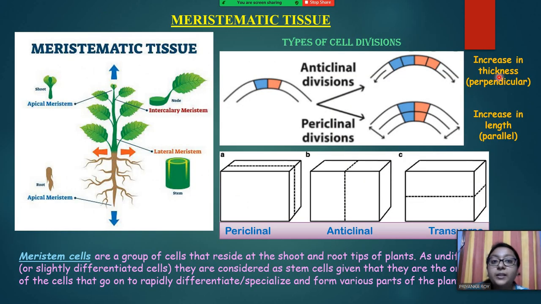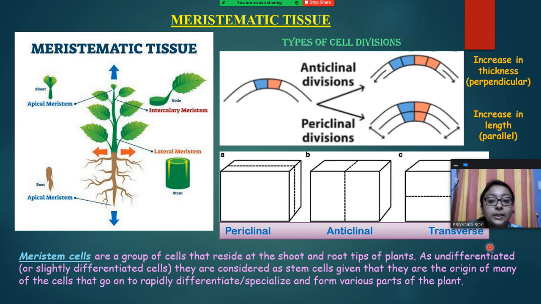Next is the meristematic tissue. So obviously in the cells, in the embryo, in case of plants, embryogenesis, meristematic tissue is very important. Meristematic cells are basically the cells which are at the tips, growing tips of the plants, like the shoot tip as well as the root tip. And these are undifferentiated or slightly differentiated cells, and they are considered the stem cells of plants because they can give rise to multiple number of organs of the plants or multiple types of tissues. And they can form various parts of the plants.